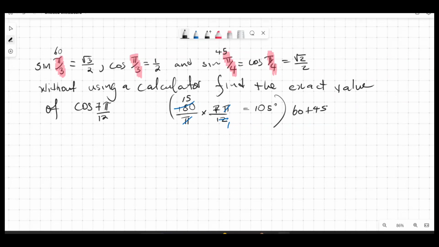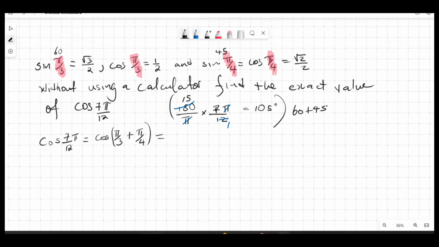So you could see that adding them now, that's why people who feel comfortable working in radians would have just taken this. Look, they would say cos of 7 over 12 pi can be rewritten as cos of pi over 3 plus pi over 4. You could see the 7 coming out, if you're working it out.